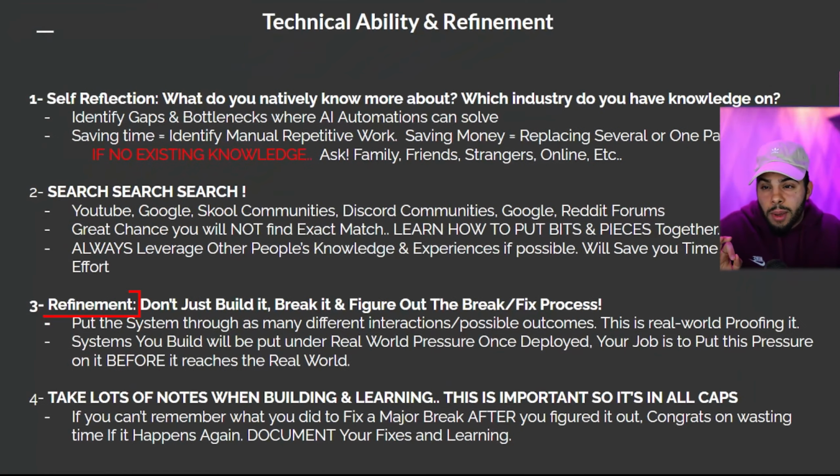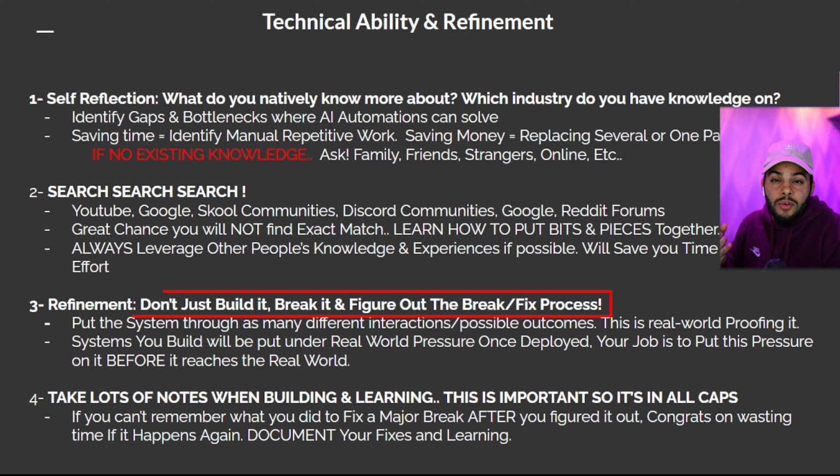Now here's where the refinement part really matters. Building a system once and just seeing it run from start to finish is cool, yes, but that's just step 1. The refinement part is actually where you separate yourself from the people who kind of know how it works versus the ones who really understand the system from the inside and out. And you don't get that kind of understanding from just watching a tutorial of somebody building it or just downloading that template and importing it.